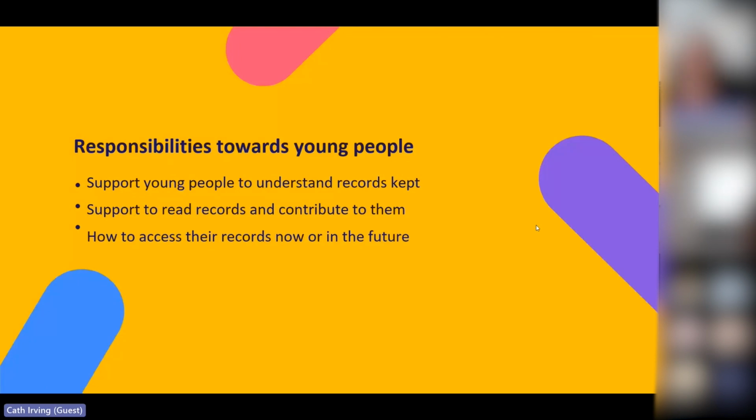When we're keeping information about other people, they should know what we're keeping about them and why, and how they can access those records. And they need to be actively encouraged to read their records and supported to do so. And they should be supported to add further information from their point of view into their records as well. Some young people may not want to see their records now, but they need to understand that they have the right to access these records at any point in their lives, and how they can do that, particularly once they move on from your setting, that they have that information of where they can go to get access to those records in the future.